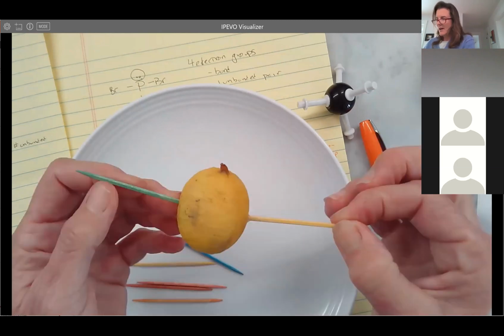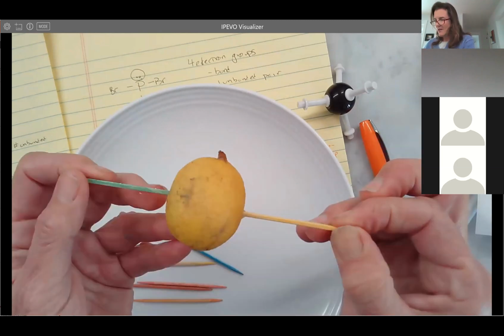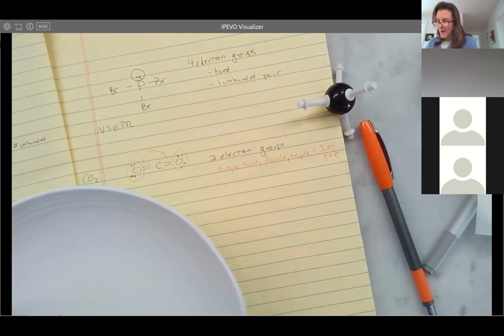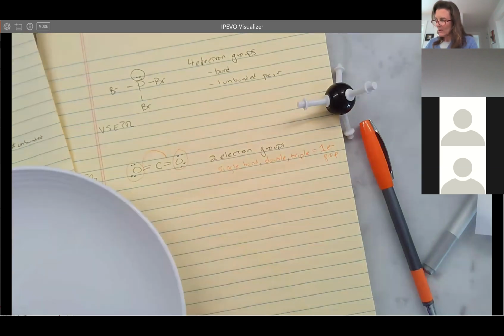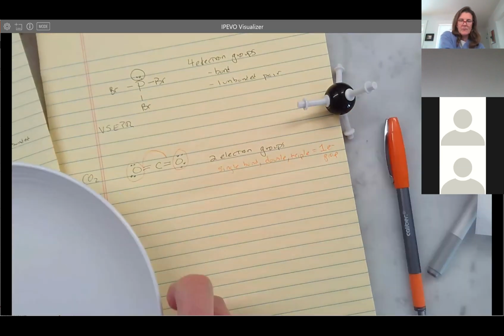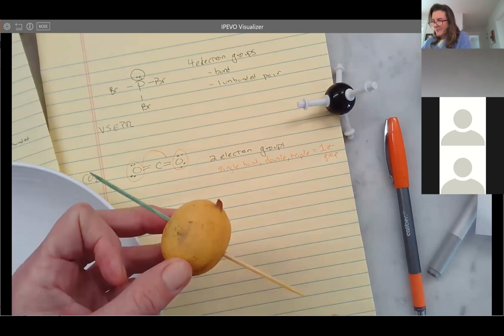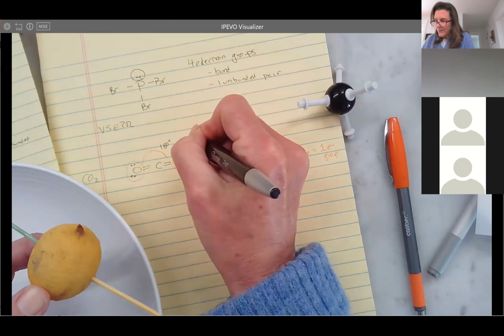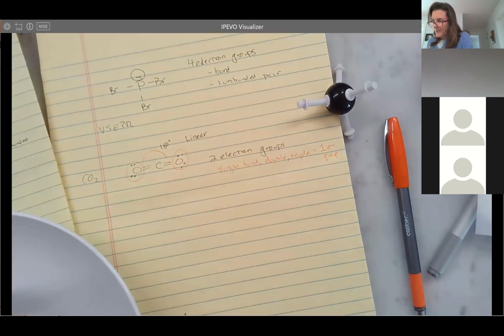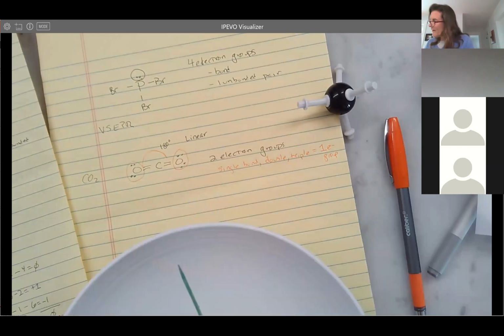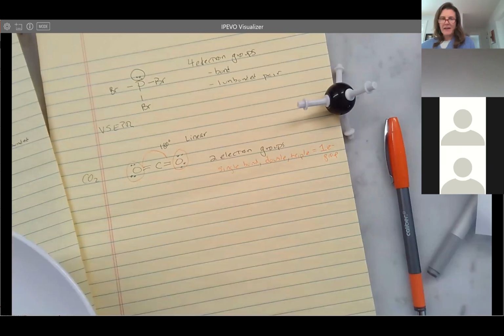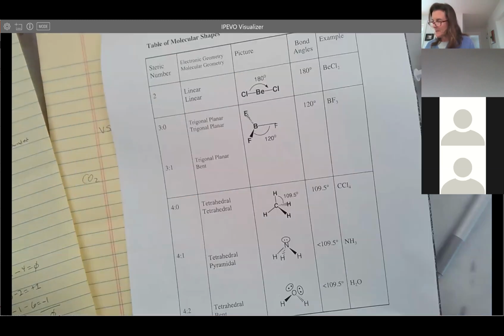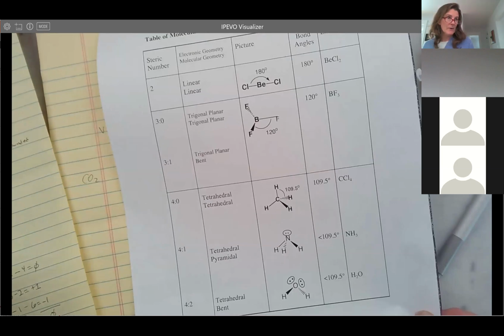In this case, my oxygens, which are on either side of the central atom, I'm already getting sticky. That shape is called linear. So this is 180 degrees, this is linear. I posted a link to this table. This summarizes everything in the PowerPoint.